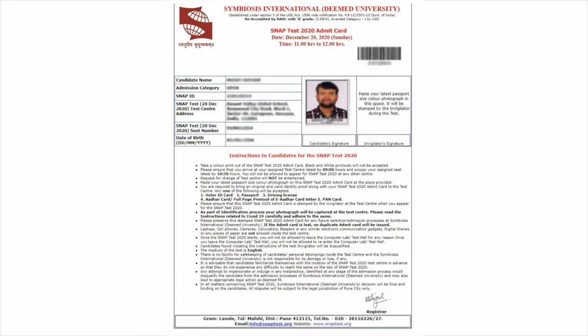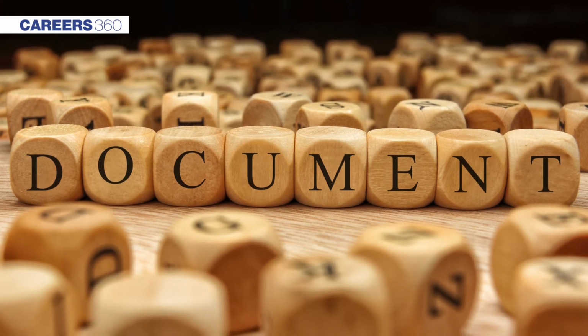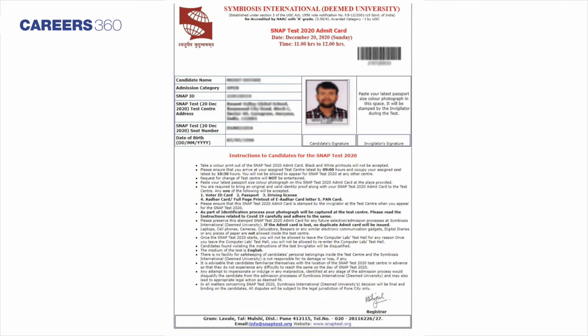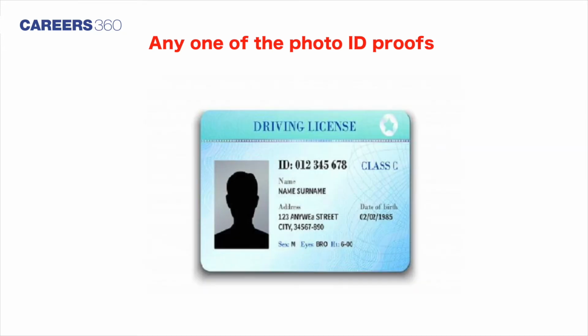Documents to carry along with the SNAP 2020 Admit Card. Along with the Admit Card of SNAP 2020, the candidates have to carry other necessary documents too, which are a colored printout of SNAP Admit Card 2020. Black and white admit cards for SNAP 2020 will not be accepted in the examination center. Latest passport size colored photograph. Any one of the photo ID proofs: voter ID card, passport, driving license, Aadhaar card, or PAN card.